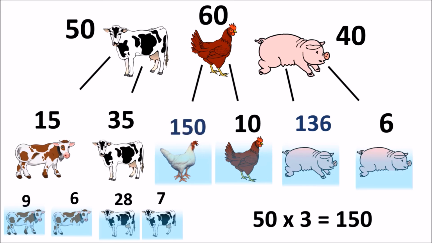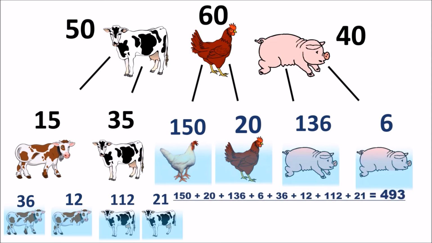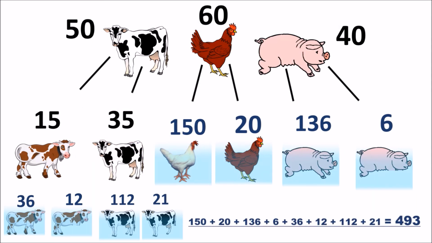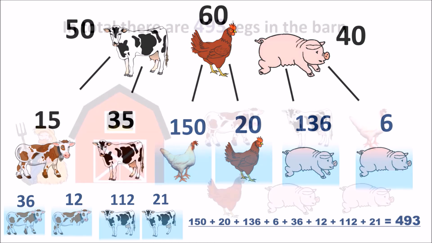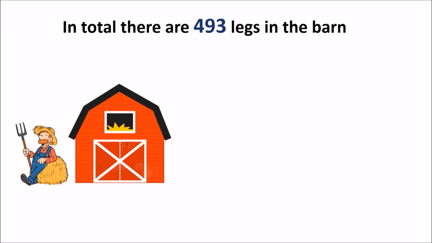Now we'll calculate all the number of legs for the animals. Now we'll add the total number of legs together. 150 plus 20 plus 136 plus 6 plus 36 plus 12 plus 112 plus 21 equals 493 total legs. In total, there are 493 legs in the barn. So now John Smith knows how many legs are in his barn.